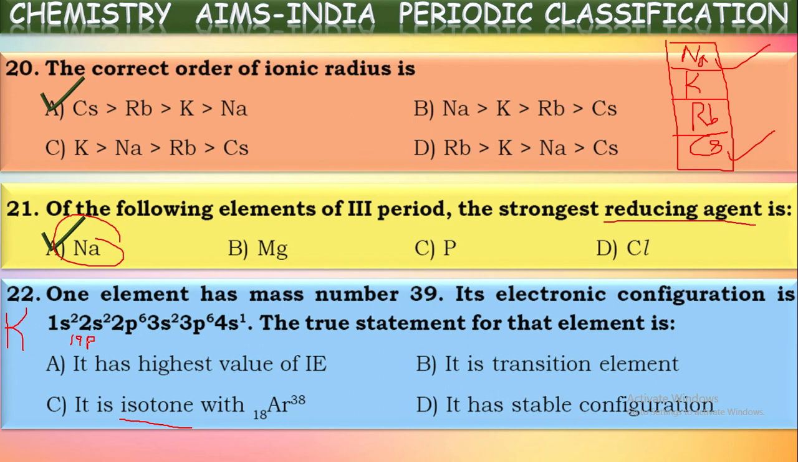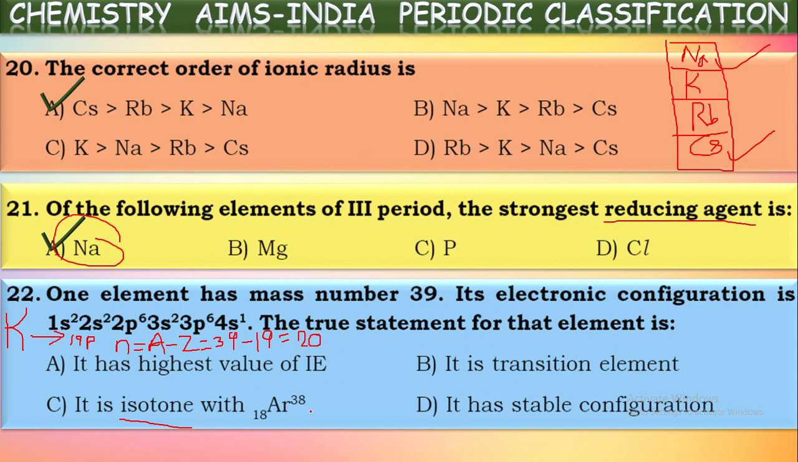What is the formula to calculate the number of neutrons? Number of neutrons is equal to mass number minus atomic number. Here the mass number they mentioned is 39 for potassium, and the atomic number, because the number of electrons or number of protons is 19, will be 19. Now the number of neutrons in potassium is 20.